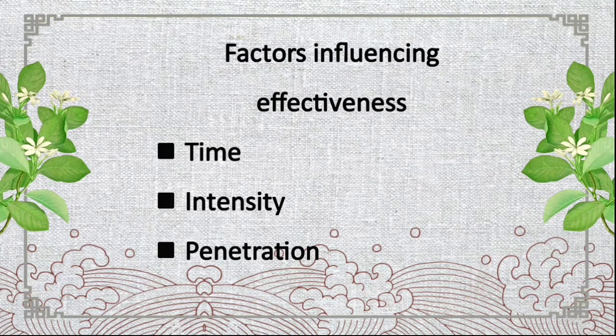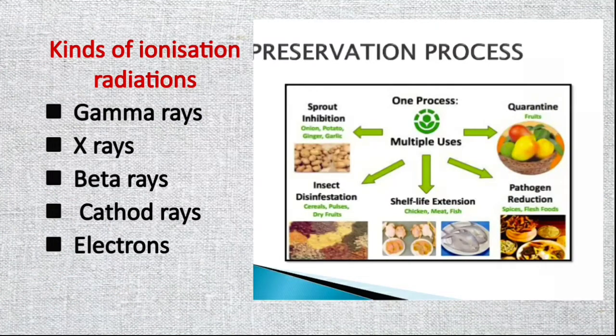Factors that influence the effectiveness. There are three factors that will affect it: the intensity, the time, and the penetration of rays; that is, the intensity of the rays, and at what time these rays are given to the food. Kind of ionizing radiations: there are various types of radiation, number one, gamma rays, X-rays, beta rays, cathode rays and electrons.